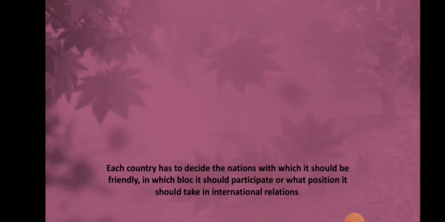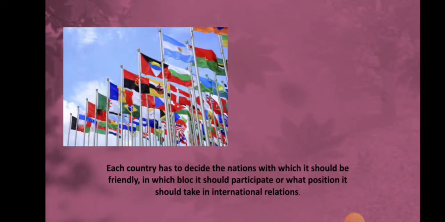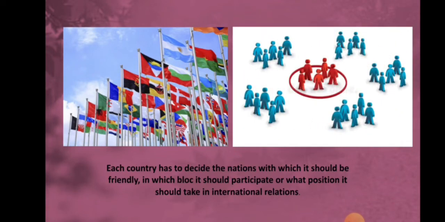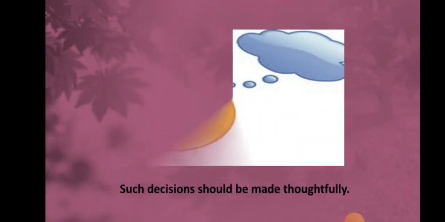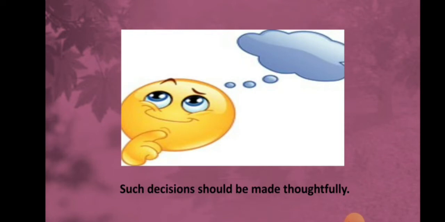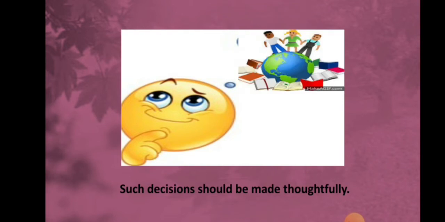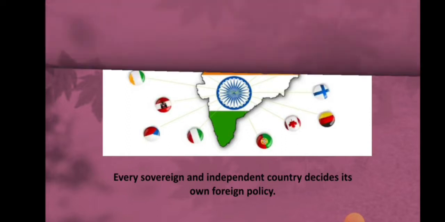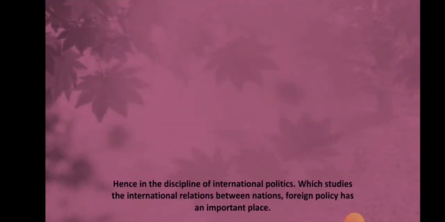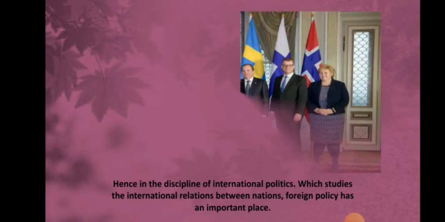Each country has to decide the nations with which it should be friendly, in which bloc it should participate, or what position it should take in international relations. Such decisions should be made thoughtfully. Every sovereign and independent country decides its own foreign policy. Hence, in the discipline of international politics, which studies the international relations between nations, foreign policy has an important place.